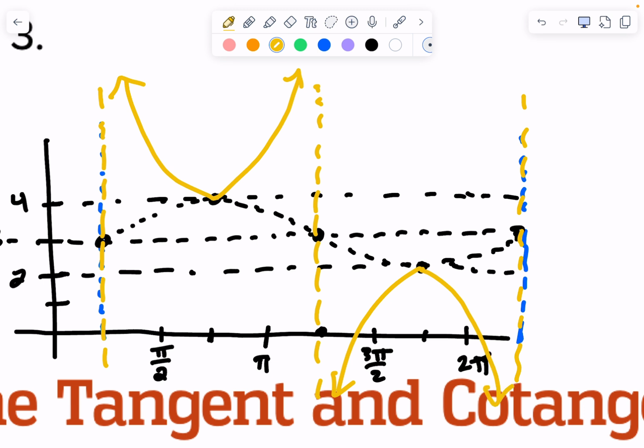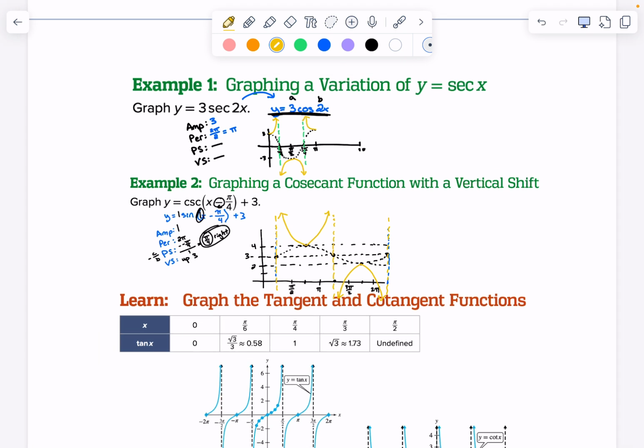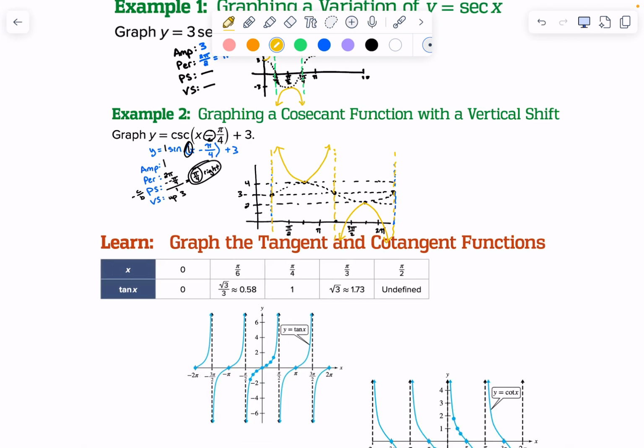Oh boy, that's a lot. I did not enjoy that. That was not a fun one. Just because it was moved pi over 4, that made everything disgusting. All done. Gross. Can we not learn tangent and cotangent? No, we're not going to do tangent and cotangent today. Because my brain would not.